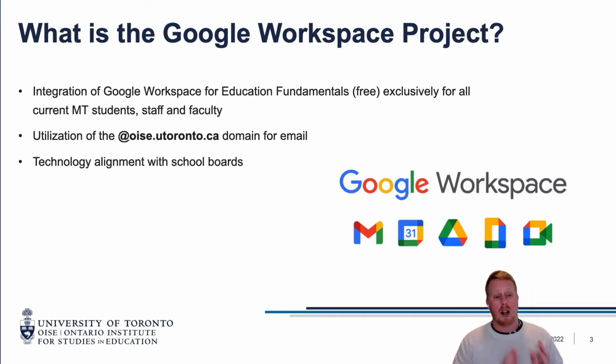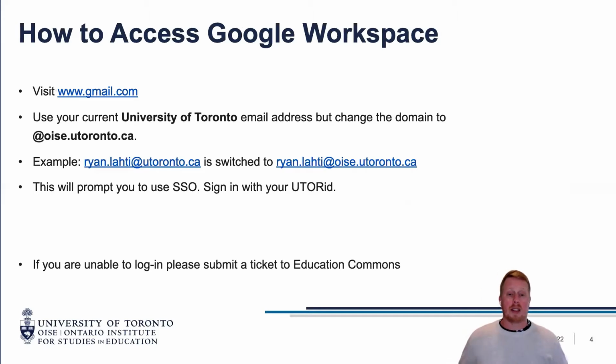Basically, our Google Workspace instance is the free version, and it uses the email address at oise.utoronto.ca. So if you are a student in the MT program, you likely have an email address at mail.utoronto.ca, and you can see it's just slightly different for using Google Workspace. This technology aligns with a lot of school boards too. Google Workspace is in, I'd say, the majority of school boards across Ontario. So I think this is going to be very familiar for a lot of you if you've been in the classrooms.